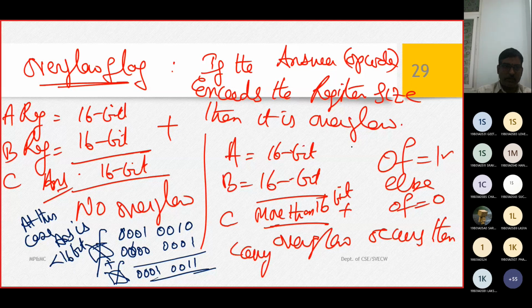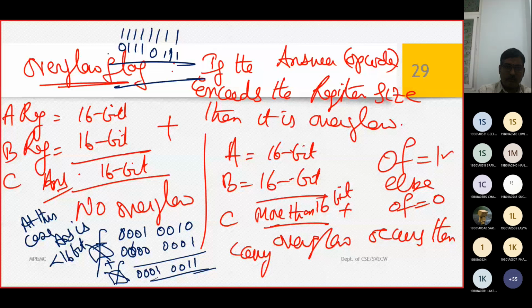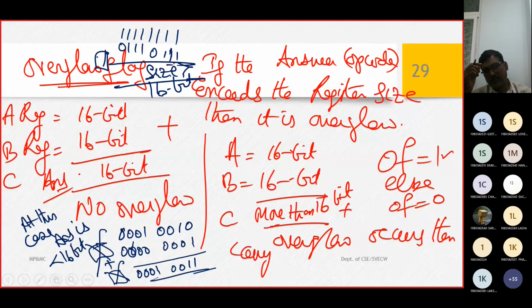Now let us take the second case. I have a value of 1111 and then I am going to add it with 0111, 0111. So obviously we have a carry at this point of time. And even the size was greater than 16 bit.